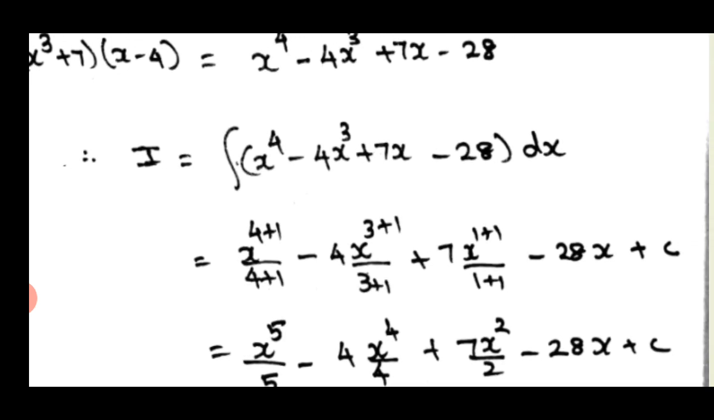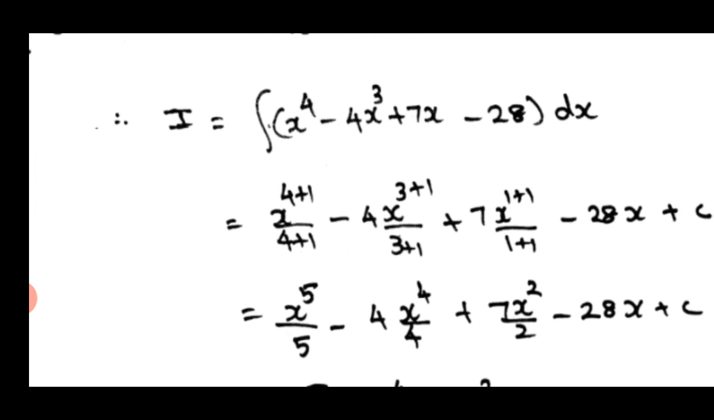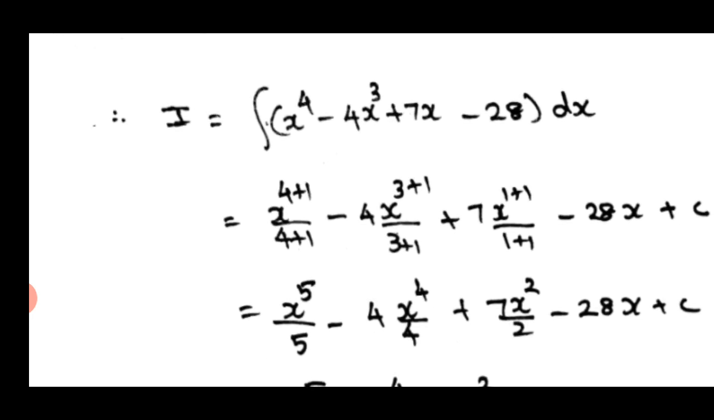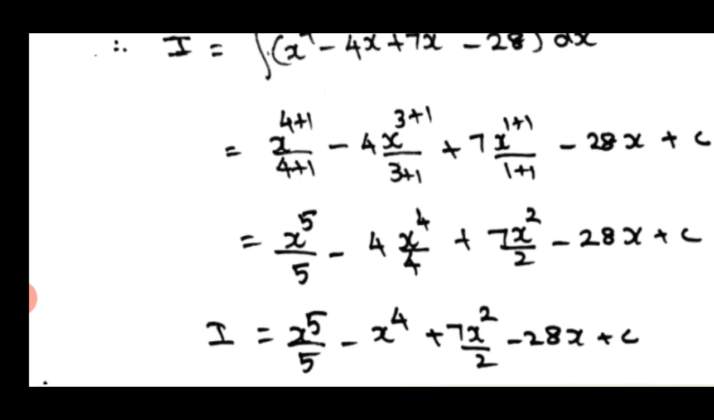So normally when you integrate k, as I told you, the integral of k dx means the answer is kx. So minus 28 means minus 28x. Whenever you integrate a number, that number into x, that's all. Plus c at last.